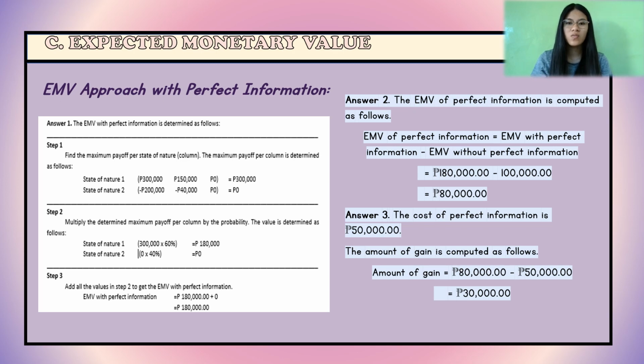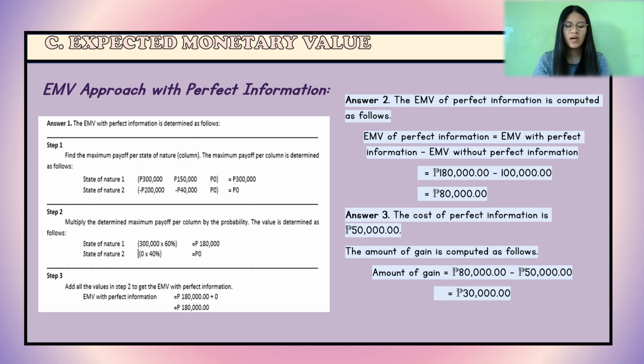Expected monetary value approach with perfect information. So sa answer 1, may tatlo tayong gagawin na susunod na steps. Step 1, find the maximum payoff per state of nature. Yung amount dito ay kukunin natin sa illustration 2. Sa illustration 2, the maximum payoff per column is determined as follows. State of nature 1: 300,000, 150,000, and 0, so the maximum is 300,000. State of nature 2: negative 200,000, negative 40,000, tapos yung 0 pesos, so the maximum is 0.